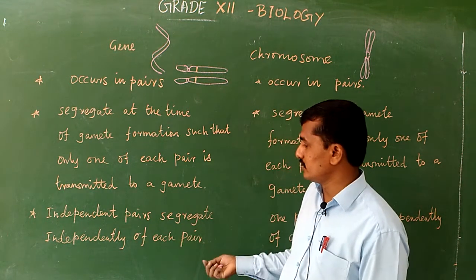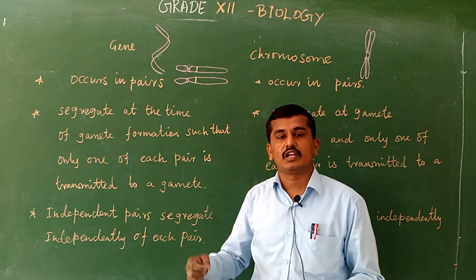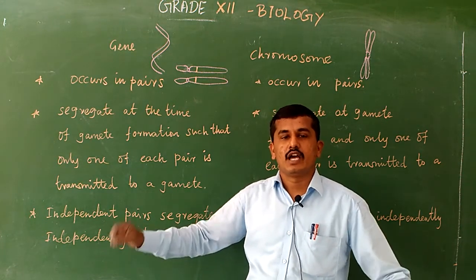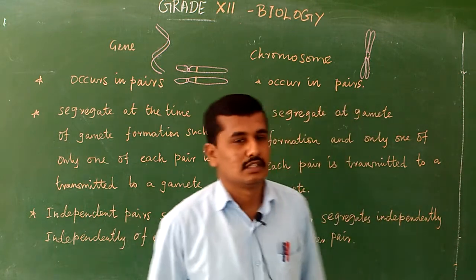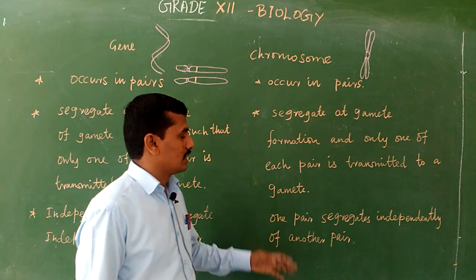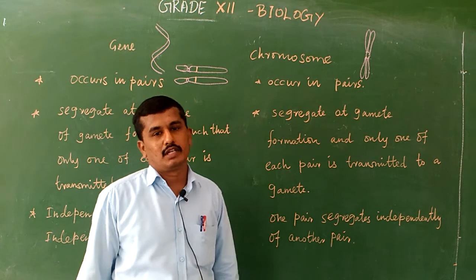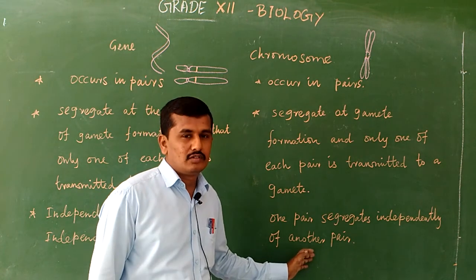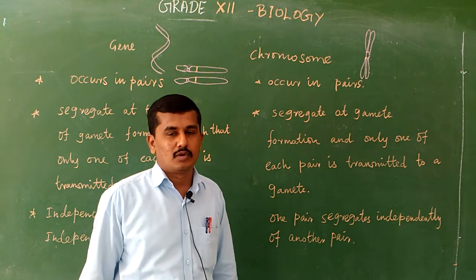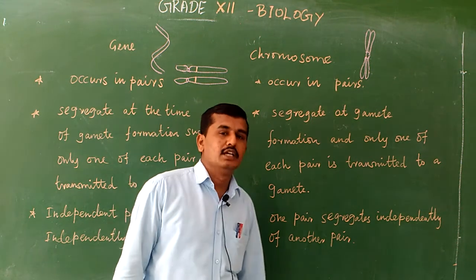The independent genes or independent pairs segregate independently of each other, meaning the genes are independently separating and moving into the gamete and controlling the particular character. Even chromosomes also, one pair segregates independently with the other pair. One pair of chromosomes is segregating independently. We know that this is due to the law of independent assortment in Mendel's monohybrid and dihybrid cases. So one pair segregates independently with another pair.